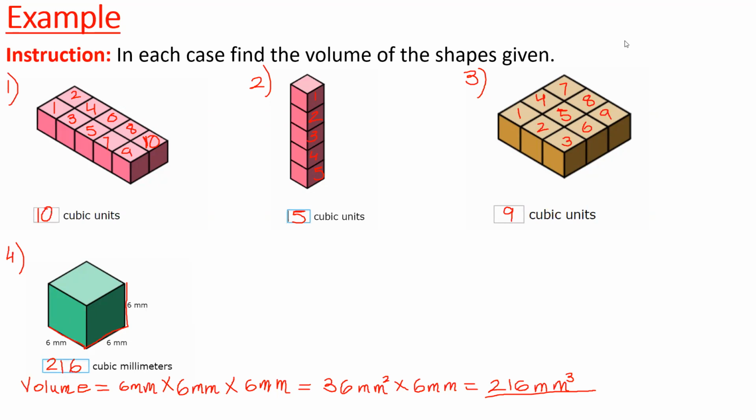Understand that? Yes, sir. Now for number 4, we have to find the volume by multiplying length times width times height. So it's going to be the length, which is 6, the width, which is 6, and the height, which is 6. And so we do 6 times 6, which gives us 36 millimeters squared, multiplied by another 6, which gives us 216. All right. And so that's how we get the answer 216. Understand? Yes, sir. All right, good.